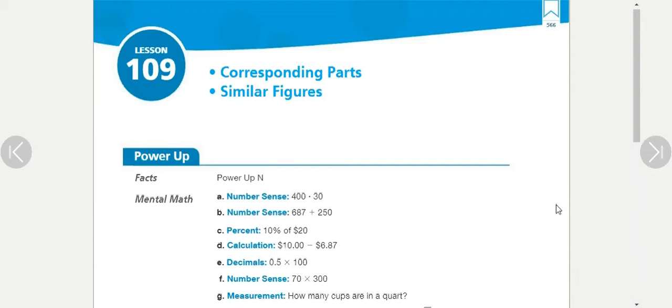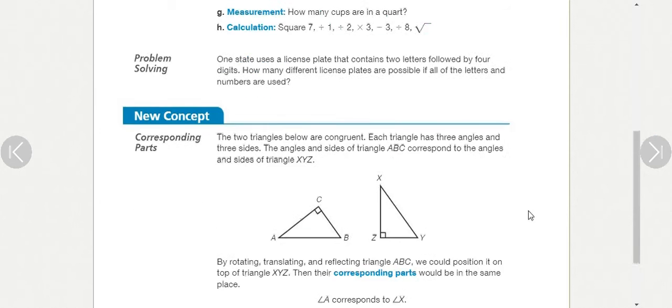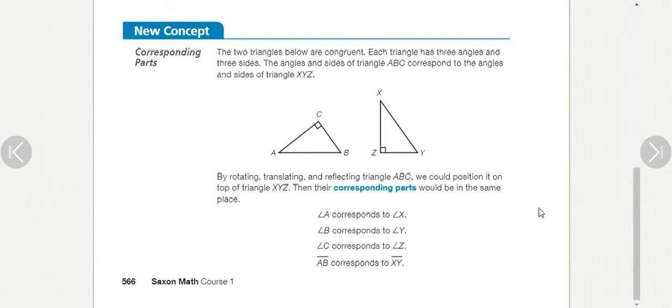Similar is going to remind us of the word congruent. What did we remember the word congruent meant for shapes? Congruent's when it has the same size and shape. Similar is going to be only one of those, and it makes some interesting problems. First of all, corresponding parts.